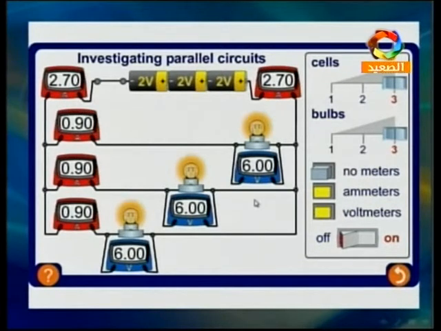So here we have the ammeter and voltmeter readings. The ammeter reads an electric current intensity of 2.7, which is divided into 3 parts, and the voltage is equal in each. So we use this type of parallel circuit in our homes.